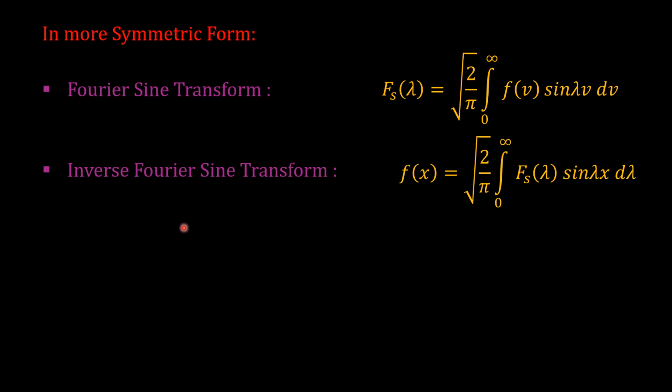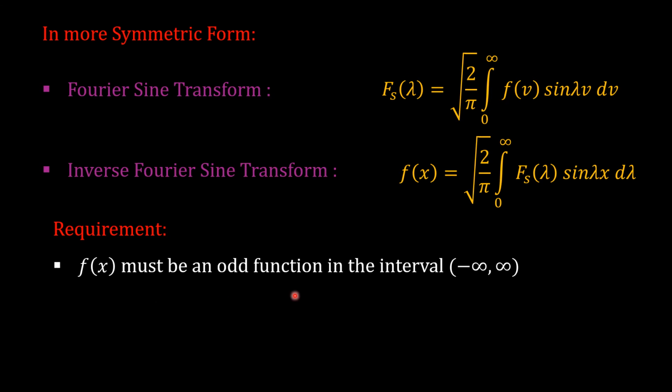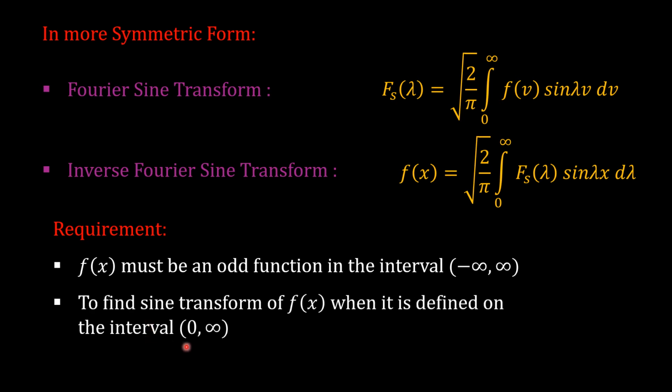the earlier one. Like the Fourier cosine transform, here the requirement is that f of x should be an odd function in the interval minus infinity to infinity. So this is important, f of x should be an odd function. Second, if we want to obtain Fourier sine transform, then the interval must be 0 to infinity. So these are the requirements. Now we will solve examples on Fourier sine transform. So consider the examples.